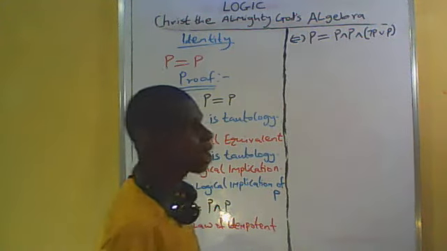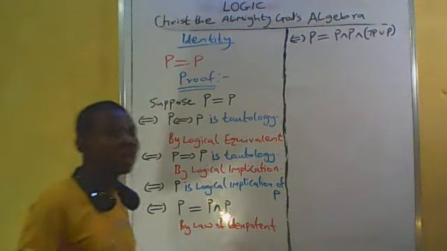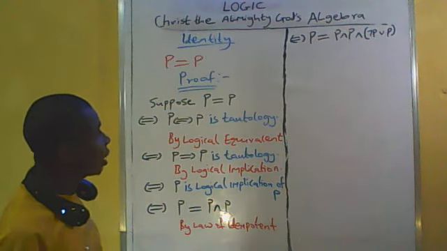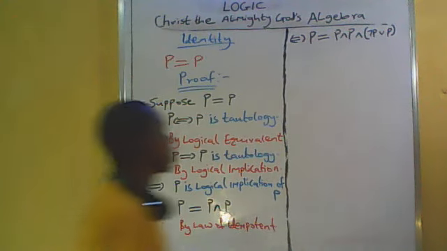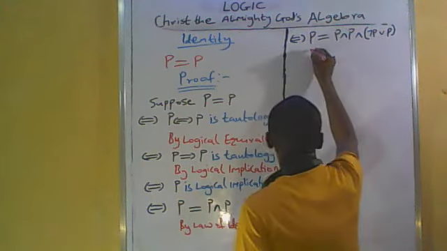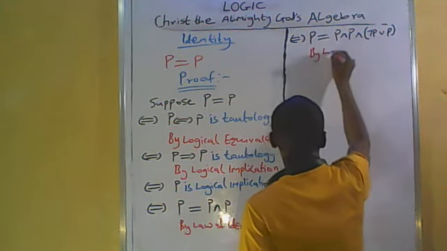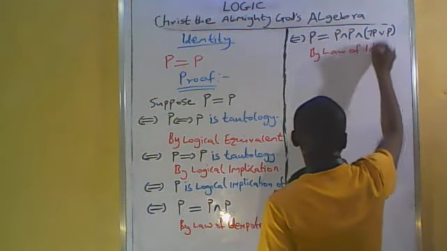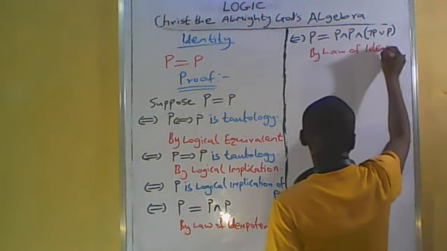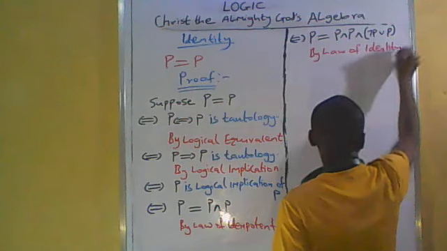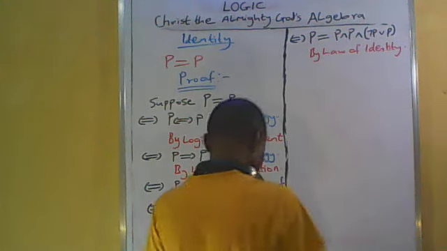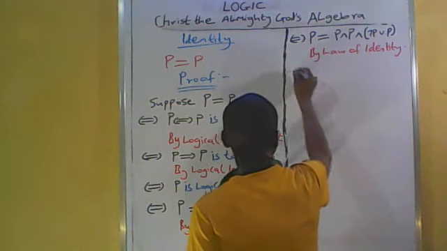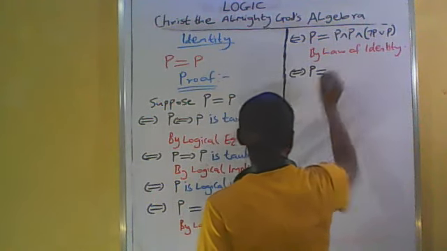Because whenever you add a tautology with any term, it is the same thing as that term in the law of identity. That means being justified by the law of identity. If and only if P is equal to.